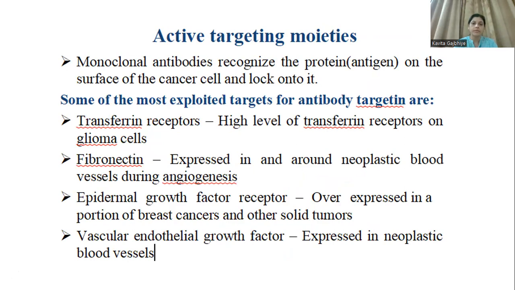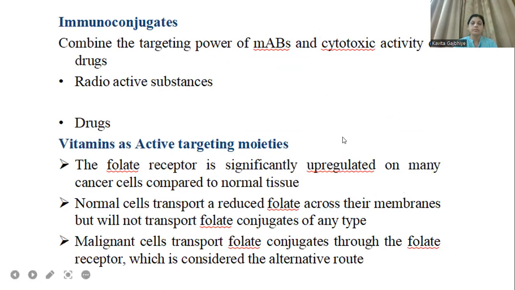Fibronectin in the case of angiogenesis, epidermal growth factor receptor in the case of solid tumor or breast cancer, and vascular endothelial growth factor receptors expressed in neoplastic blood vessels. Some immunoconjugates combine the targeting power of monoclonal antibodies and the cytotoxic activity of a drug, for example, radioactive substances or some specific potent drugs. Vitamins are also useful as an active targeting moiety.